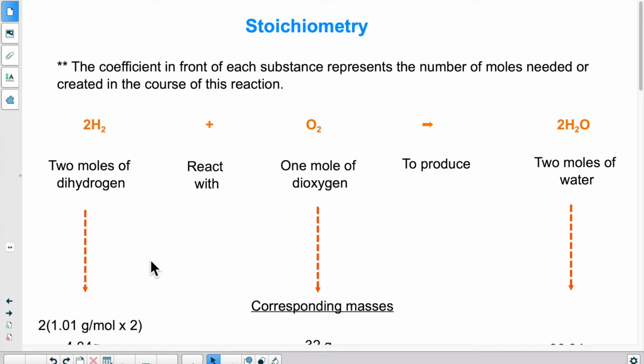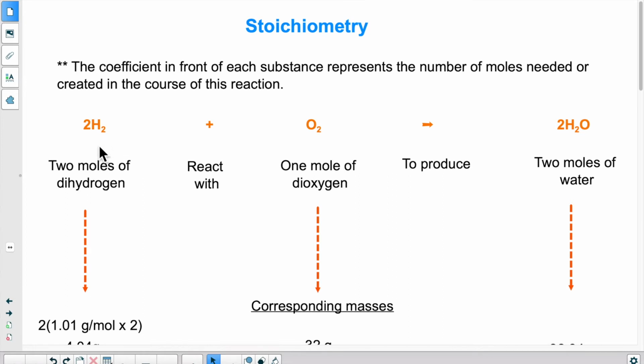So I have a reaction. Now, the coefficients in front, we know that they mean, for example, here that I have 2 molecules of H2. But in reality, what it also means is that 2 moles of H2 molecules are reacting with 1 mole of O2, and that produces 2 moles of H2O. Okay, so I have a ratio of 2 for 1 for 2.